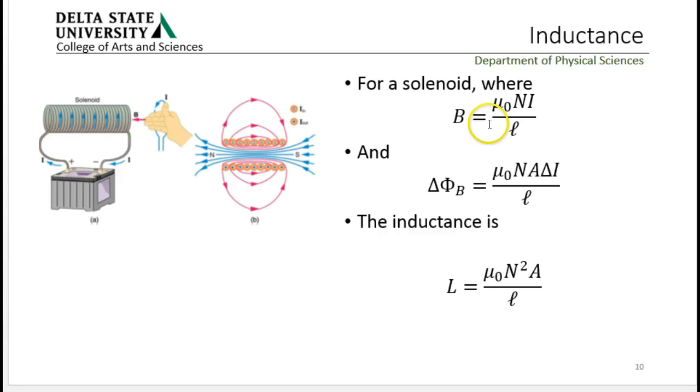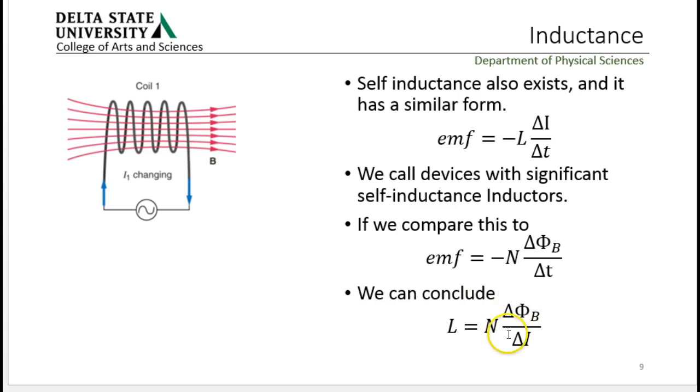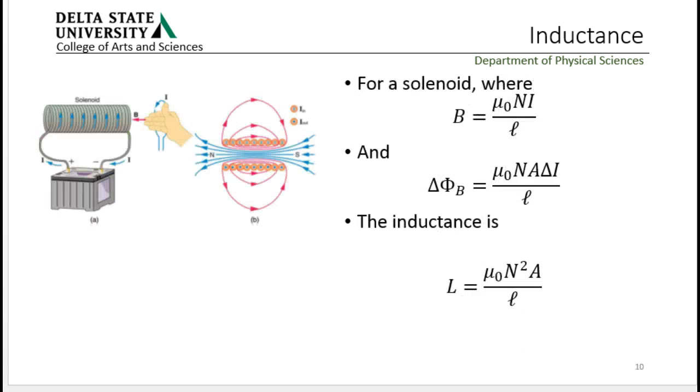For a solenoid, where B equals mu naught N i over L, the flux is B times A, so delta phi B would be mu naught N A over L times delta I, and that gives us delta phi B over delta I. Going back a slide, delta phi B over delta I times N is the inductance, so the inductance is mu naught N squared A over L. The inductance depends completely on the geometry.